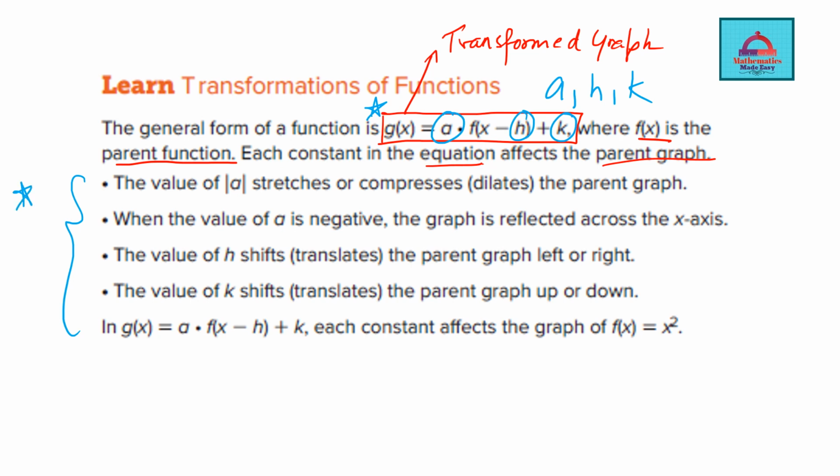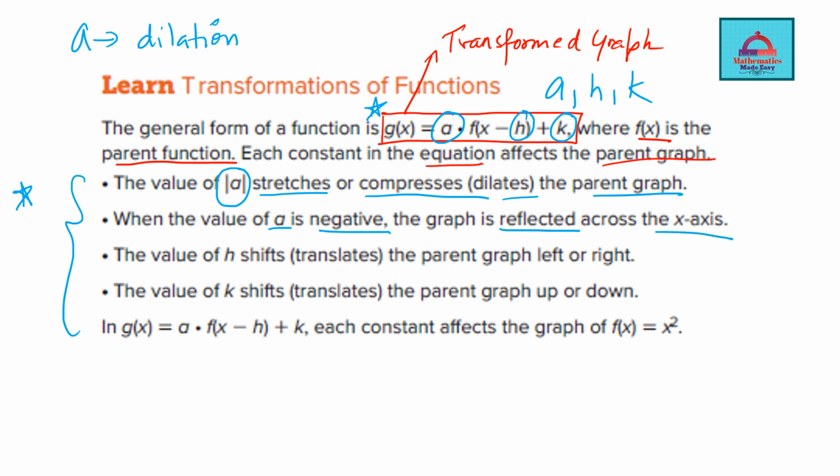The value of a will tell you what dilation is happening. Dilation means the graph either gets compressed or stretched. It dilates the parent graph, and the absolute value of a will tell you whether you are going to stretch or compress. So you have to compare the absolute value, whether it is less than 1 or more than 1, and accordingly give your answer. Sometimes you'll get a question where the value of a is negative. In that case, reflection is going to happen across the x-axis.